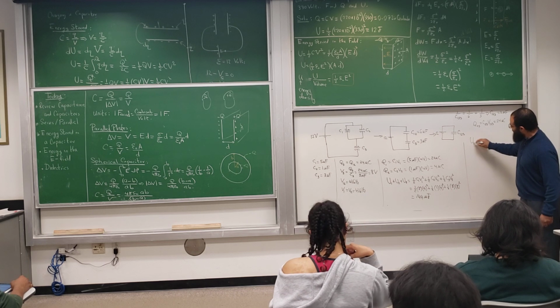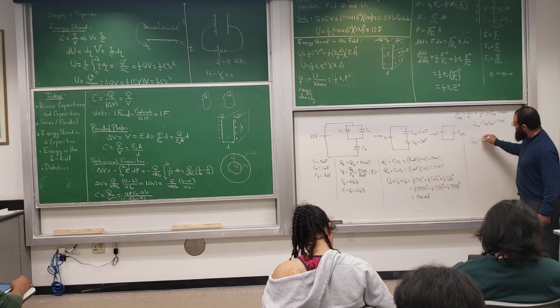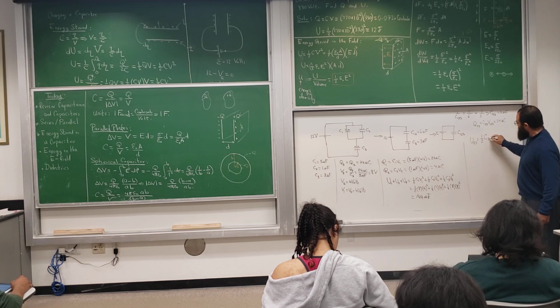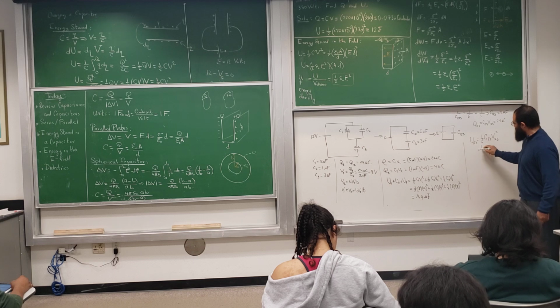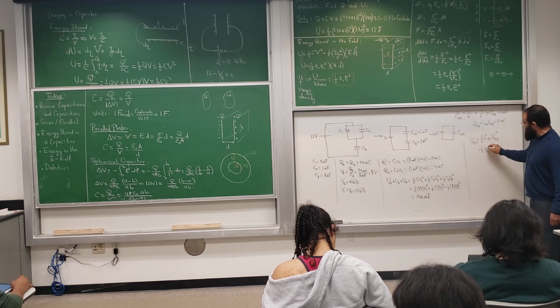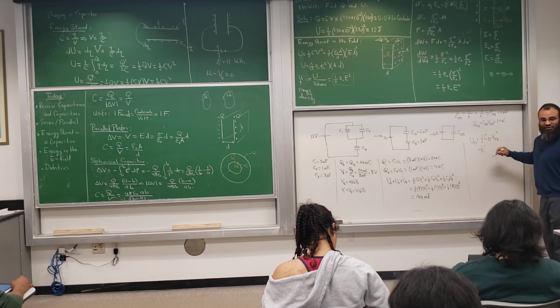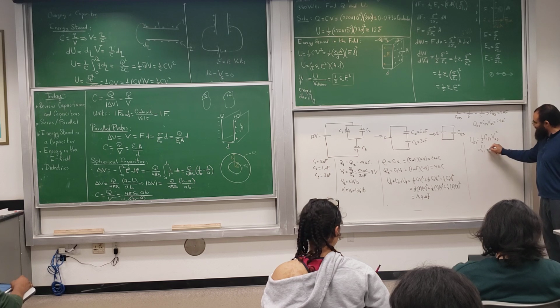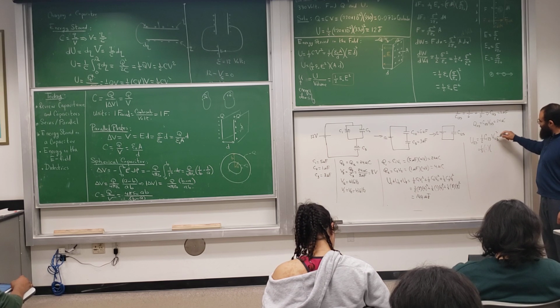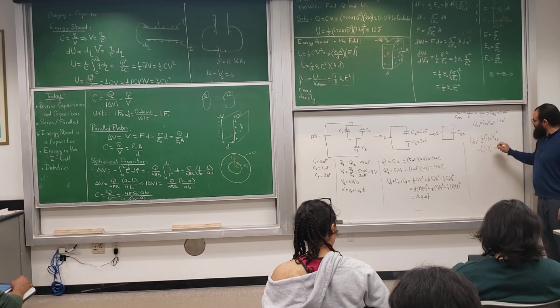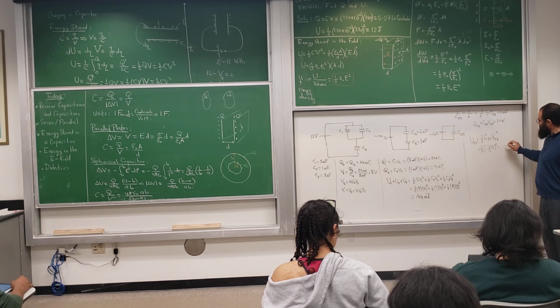So let's see, U for 1, 2, 3, the equivalent would be 1/2 C1,2,3 times V1,2,3 squared, so I get 1/2. What's the equivalent? Equivalent capacitance is 2. What's the equivalent voltage, or what's the voltage across this one? 12. Half of 2 is 1, so 12 squared is 144, but it's micro.